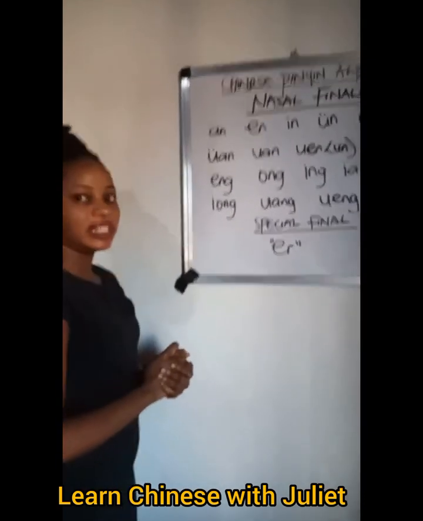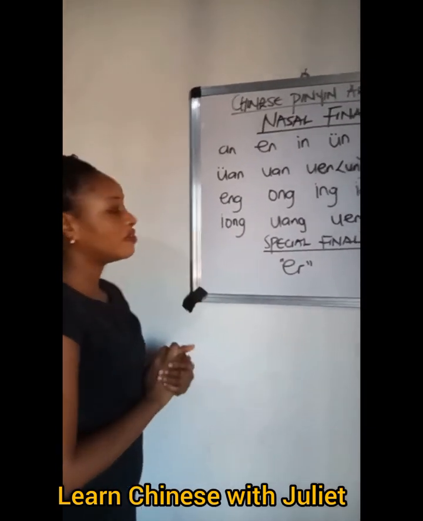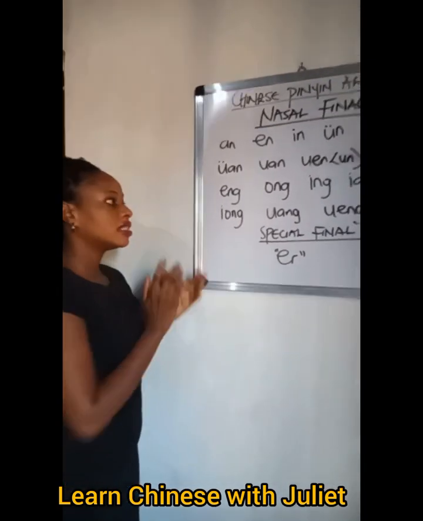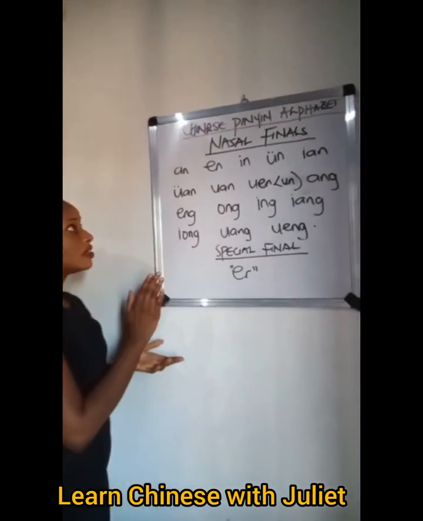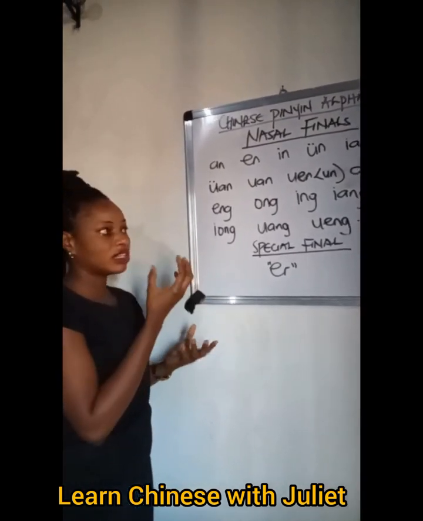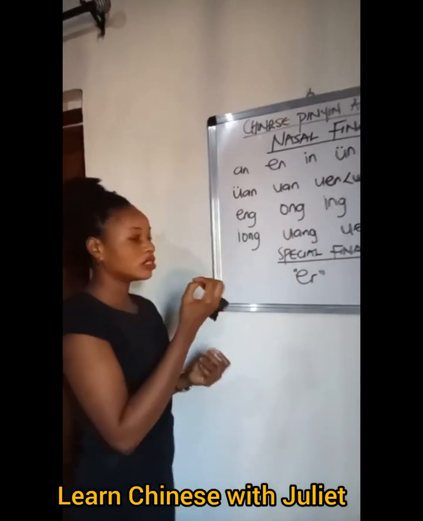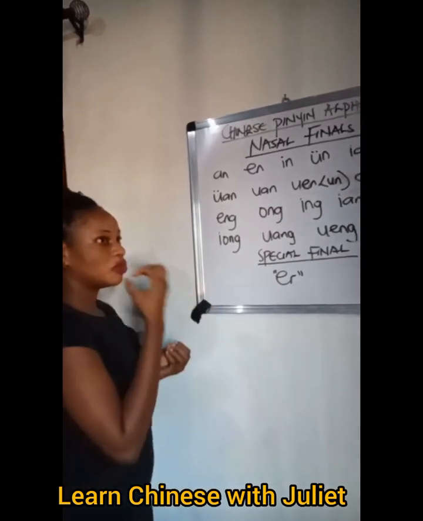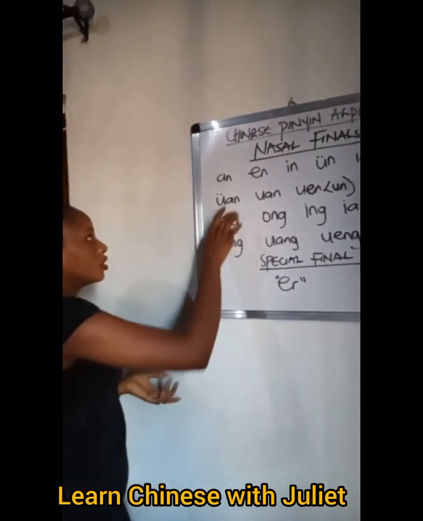Move on to the nasal finals. Now the nasal final starts with a vowel and ends with a nasal consonant. There are 16 of them. When pronouncing these nasal finals, you discover that air comes out from the nose. Now let's read, and open your mouth.